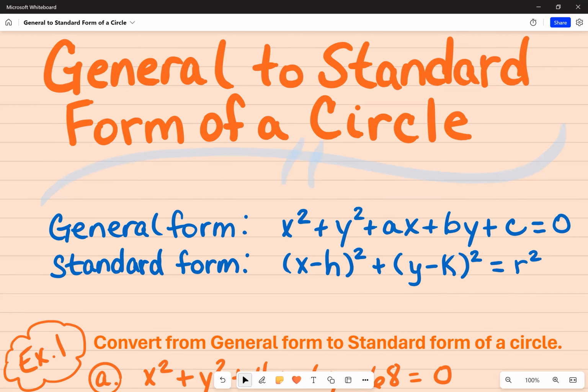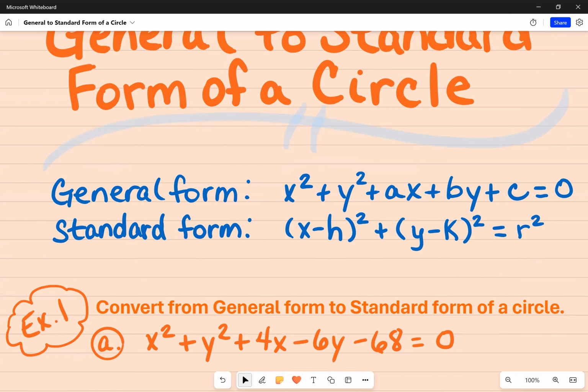Today I'm going to discuss how to go from general to standard form of a circle. So below in blue, you see each form. General form is x squared plus y squared plus ax plus by plus c equals 0, whereas standard form is derived from the distance formula, and it is going to be the quantity of x minus h squared plus the quantity of y minus k squared is equal to r squared.